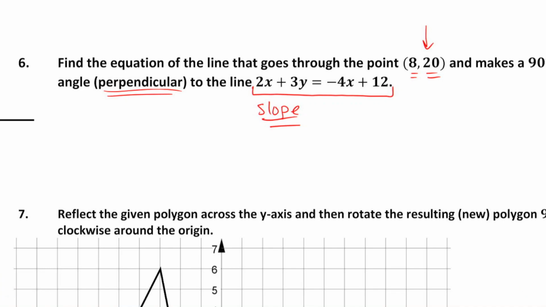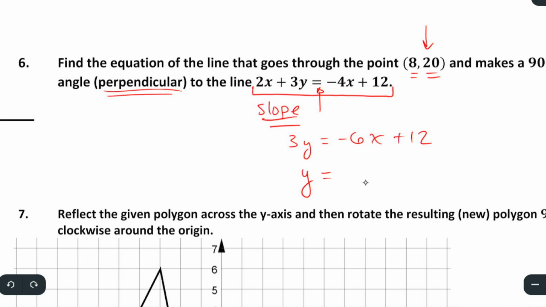So this line right here has a slope of, I'm going to subtract 2x from both sides. So I'll write that 3y is equal to negative 6 times x plus 12. On each side of this equal sign, I just took away 2x. And now I'm going to divide both sides by 3. Divide the left-hand side by 3, I get y. Divide the right-hand side by 3, I get negative 2x. Check it out: negative 6 divided by 3 is negative 2, and then plus 12 divided by 3 is 4. So this is the line that I was given.